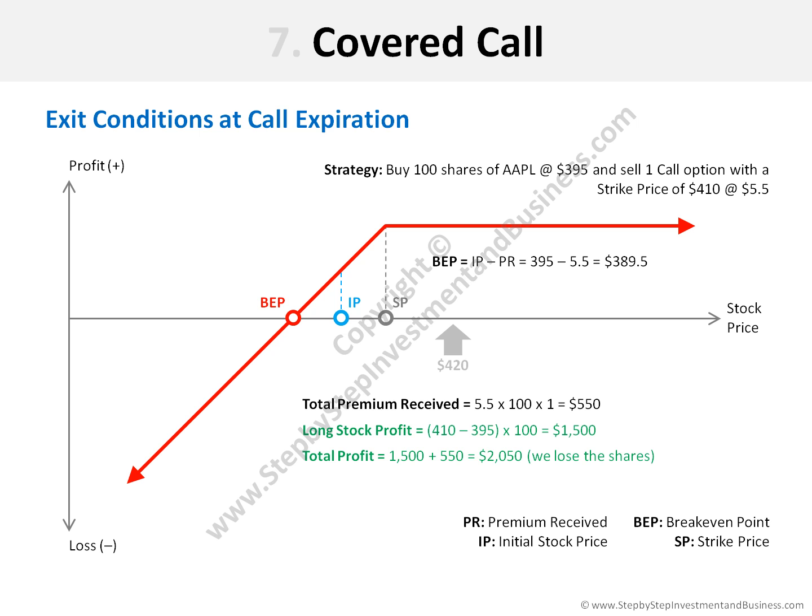Therefore, we will be making a total profit of $2,050 with this strategy, $1,500 for holding the shares, and $550 for selling the call. Although we will be making the maximum potential profit for this strategy, we will lose the shares because we will be obligated to sell them to cover the call.